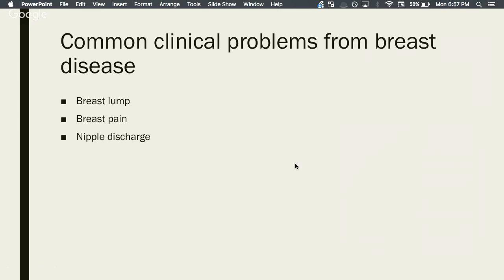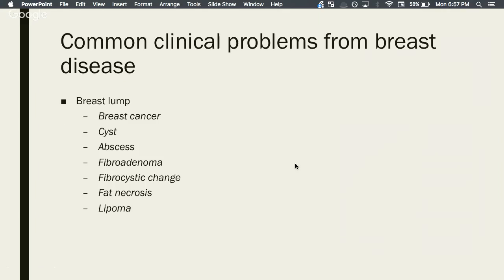In terms of common clinical problems, there are three main things. People present with lumps, pain, and nipple discharge. If someone presents with a breast lump, the things you would consider are cancer, obviously, cyst, abscess, fibroadenoma, fibrocystic change, fat necrosis, and lipoma. Those are your main differentials for anyone presenting with a lump. Some are obviously more common than others, and some more worrisome than others.